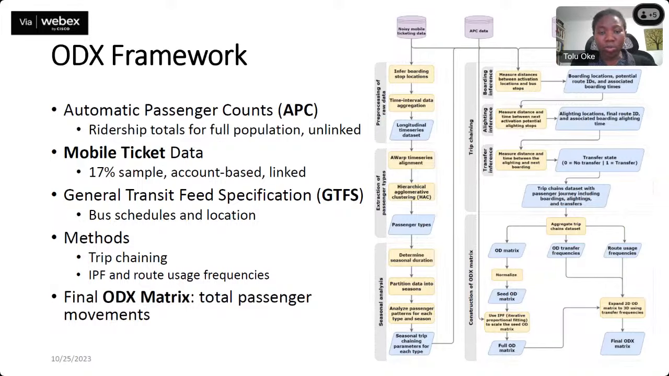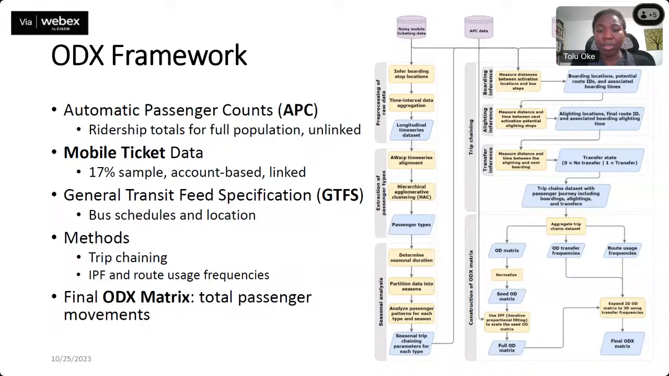Here, I'm just going to do a quick overview of the ODX framework. We developed this in partnership with the UMass Amherst research team. So we see as inputs to the model, we have the mobile ticketing data, which we refer to as noisy data, because as we saw earlier, it's not an exact overlay on our bus stops. There still needs to be some work to clean it. We have the APC data, which provides the ridership totals for the full population. However, it was unlinked. The mobile ticketing data, I forgot to mention, provided us about a 17% sample of our full population, but we have the linked information for that.